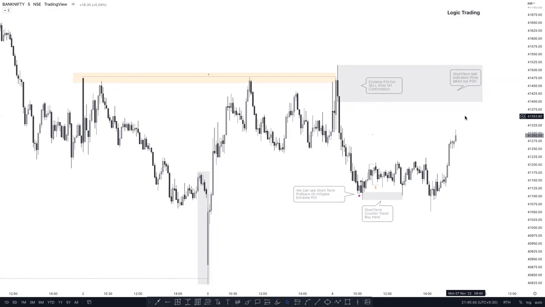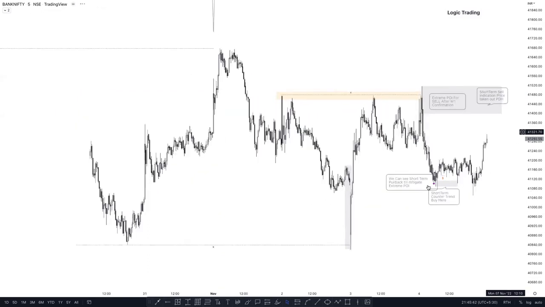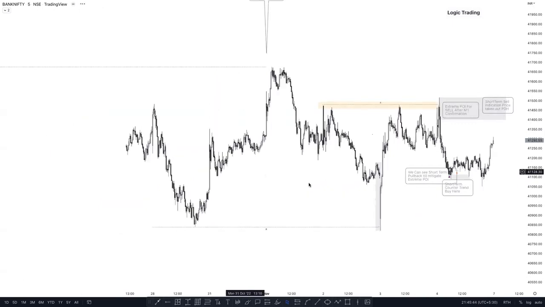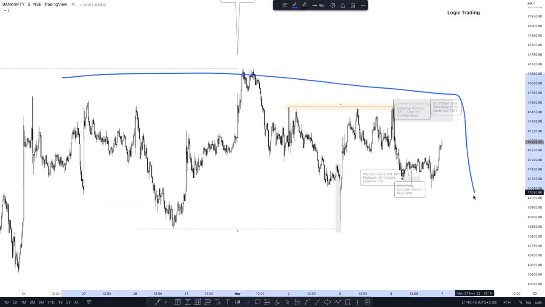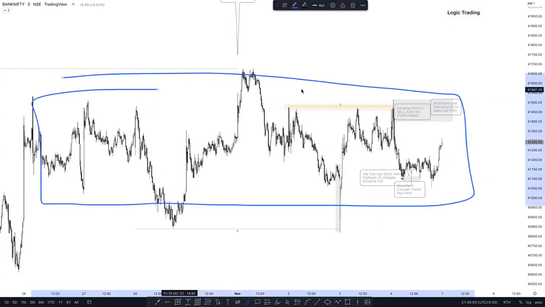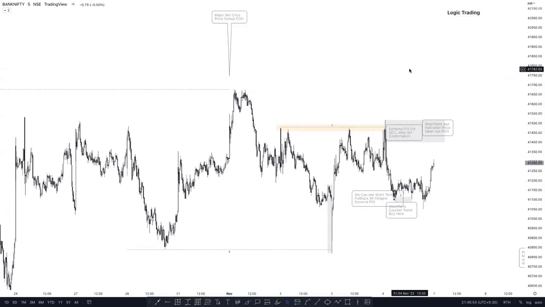And overall market is in a range. As you can see, past few days market is still trading in a range. There is no bullish or bearish indication, right?